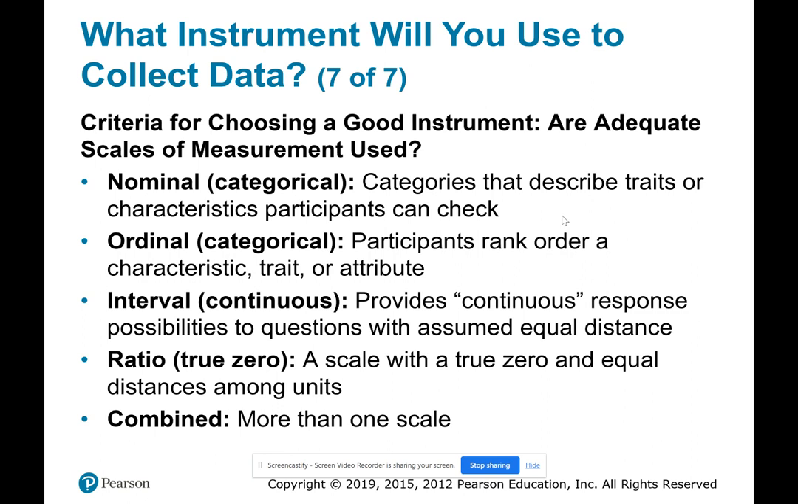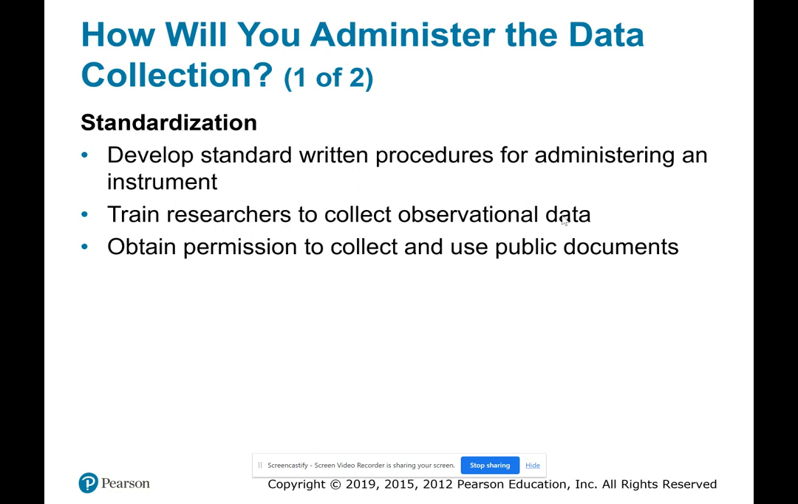Then we move on to our continuous scales. And so that's your interval and ratio scales. Those are both continuous, and they provide continuous response options to questions with assumed equal distance between options, like a Likert scale, like I strongly agree to I strongly disagree. Now, a combined scale uses more than one scale. Okay, so now we're going to move into the last step of collecting your data.